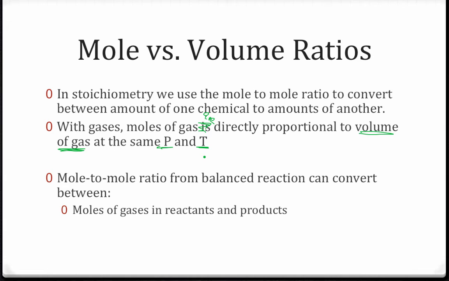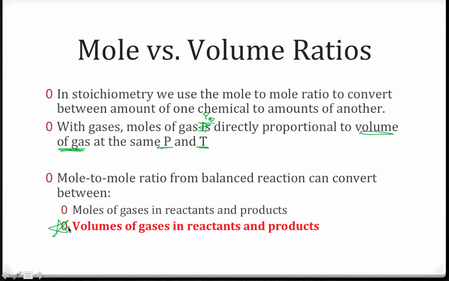That mole-to-mole ratio from our balanced chemical reaction can be used to do conversions for us. As we already know, it can convert us between moles of gases in the reactants and the products. That's what it's intended to do. But based on what we just said, we can also use this mole-to-mole ratio to convert between volumes of gases in the reactants and products. Because moles and volumes are directly proportional one to another, the mole-to-mole ratio converts between both of them accurately and correctly. What this does for us is it prevents us from having to get all the way into moles first.